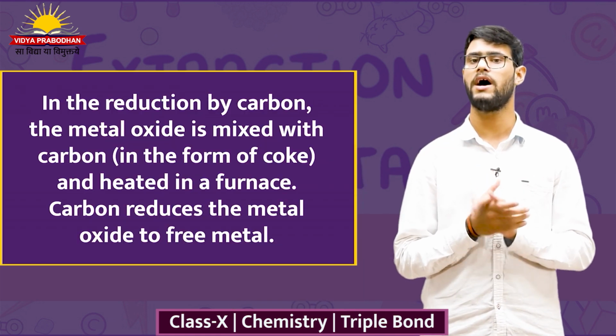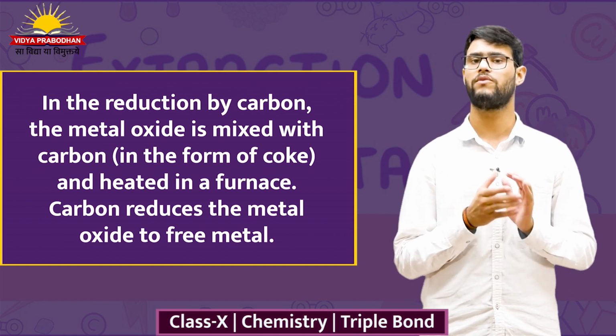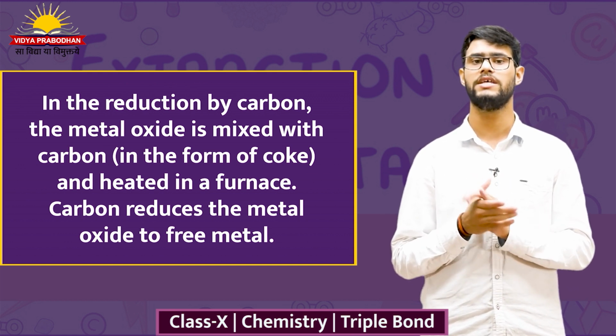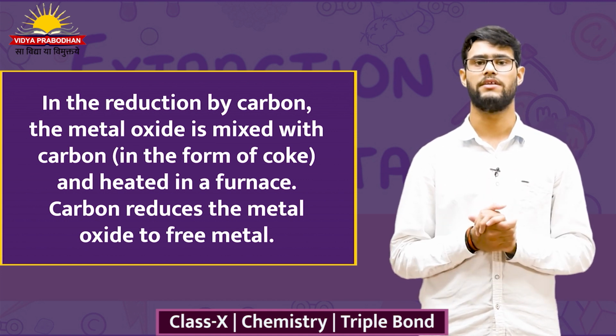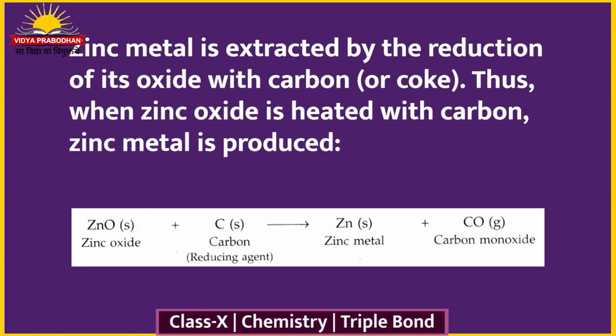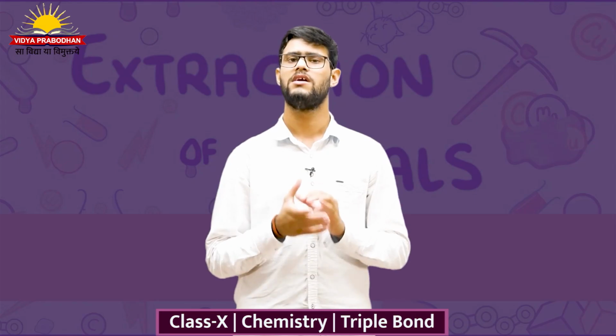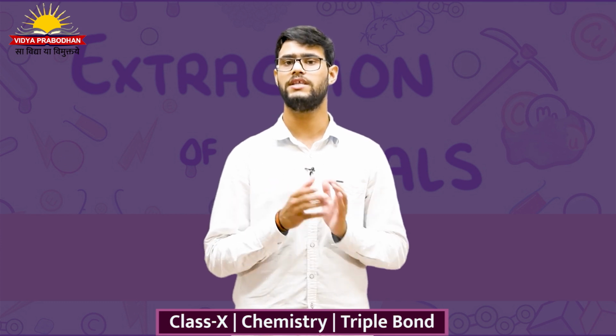In the reduction with carbon, the metal oxide is mixed with carbon in the form of coke and heated in the furnace. Carbon reduces the metal oxide to free metal. Here is an example. Zinc metal is extracted by the reduction of its oxide with carbon or coke. Thus, when zinc oxide is heated with carbon, zinc metal is produced. Carbon is a cheap reducing agent, but it contaminates the metal.